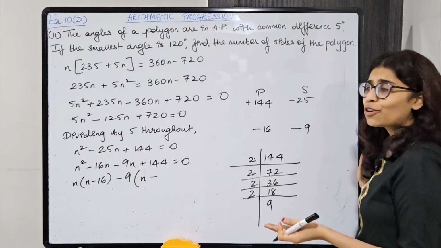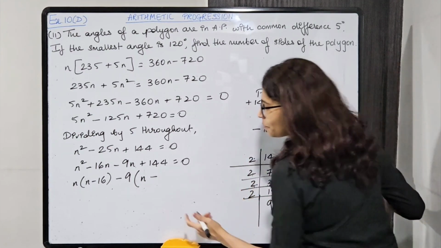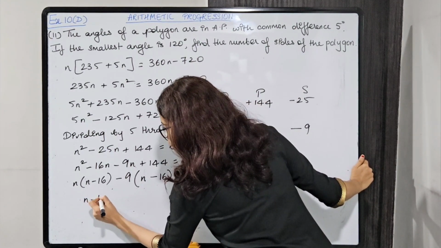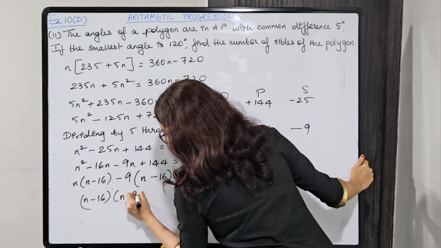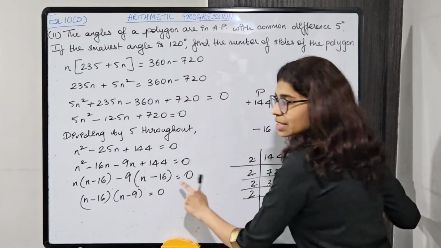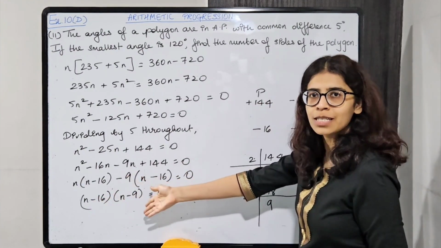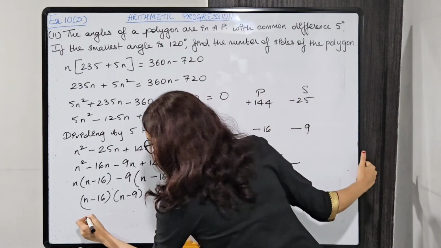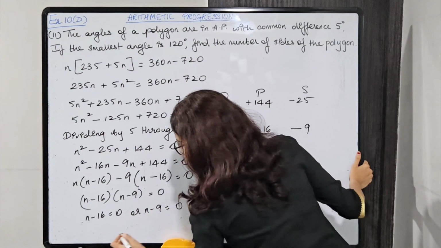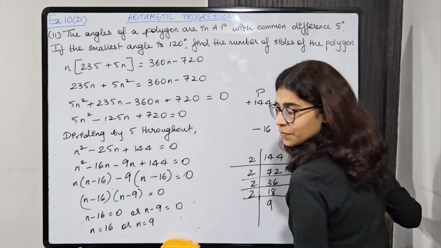9 into what is 144? 9 into 16 is 144. अभी हम लोग ने factorize किया. Okay, so you should get same brackets. n minus 16 into n minus 9 in another bracket. Right? Product of two brackets is 0. It means either of the two has to be 0. कोई भी एक 0 होगा तभी मुझे answer 0 मिल रहा है. Okay, so n minus 16 is 0 or n minus 9 is 0. So n is equal to 16 or n is equal to 9. Box the answer.